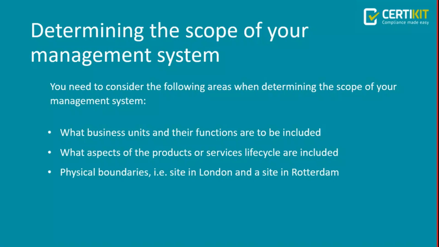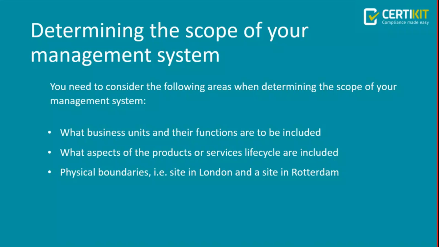And another important one is physical boundaries. Now, if you're a single site, it's not a problem, because you'll say it is for the site based in London. If you're a multi-site, where maybe you've got your head office in London, you have a design department in Windsor and a production department in Leeds, you've got 3 separate geographical areas. This does have an impact upon your certification, because you have to declare which sites fall within the scope. So think about that as well.